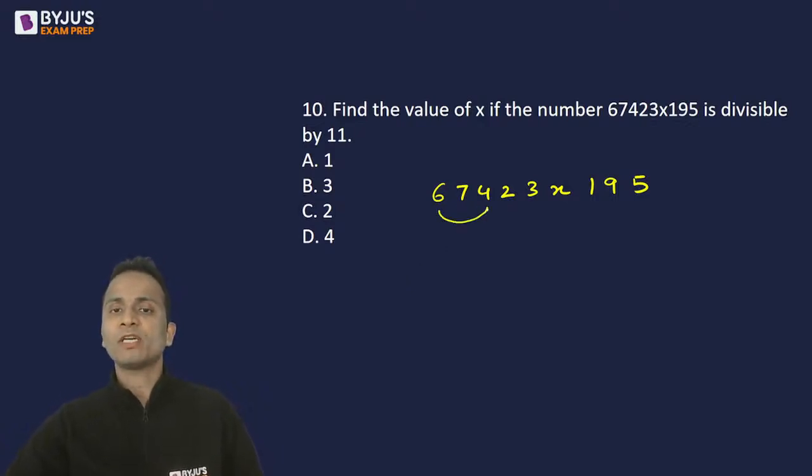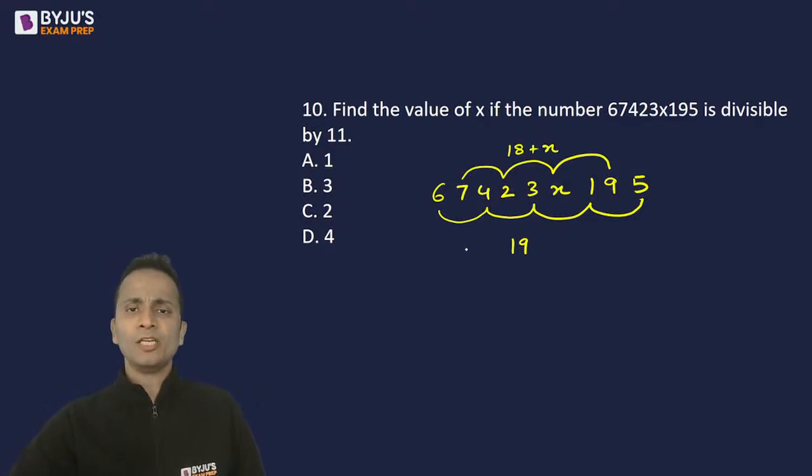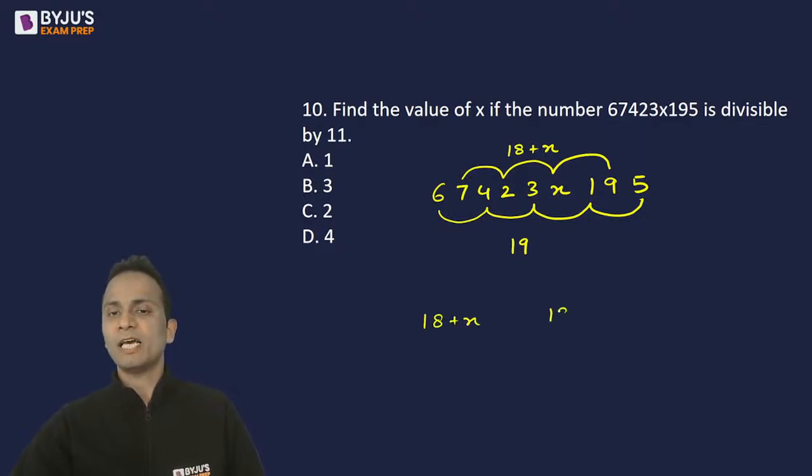So I'll first of all consider these digits and write their sum. 6 and 4, 10 and 3, 13, 14, 14 and 5, 19. The sum is 19. The remaining digits, 7 plus 2, 9 and 9, 18, 18 plus x. Okay, Ganesh, check the answer. So one of the sums is 18 plus x and the other sum is 19.